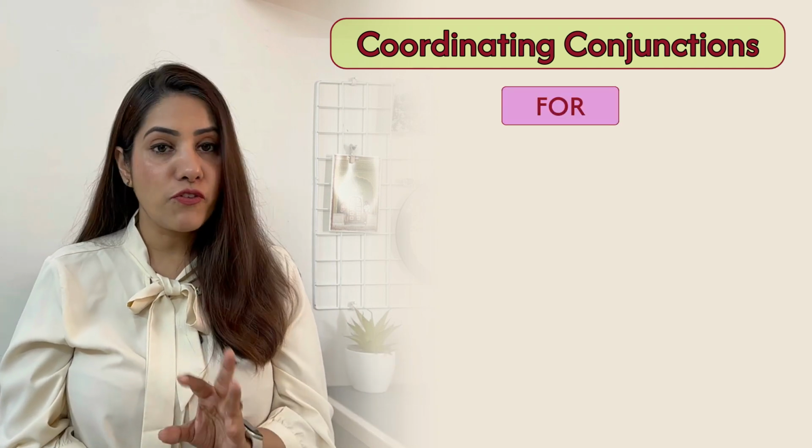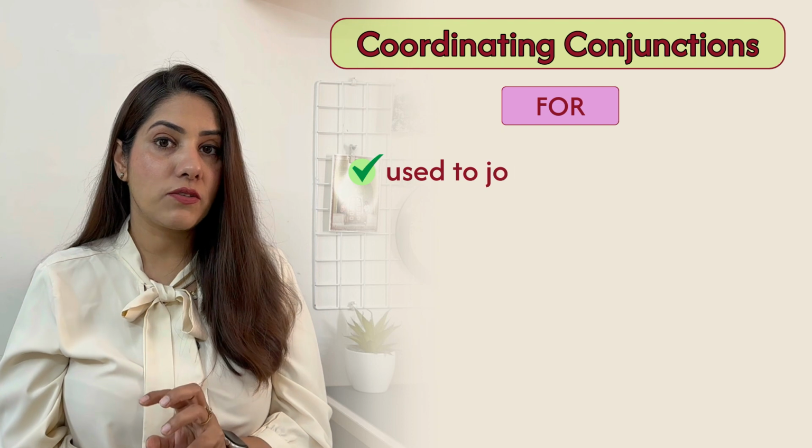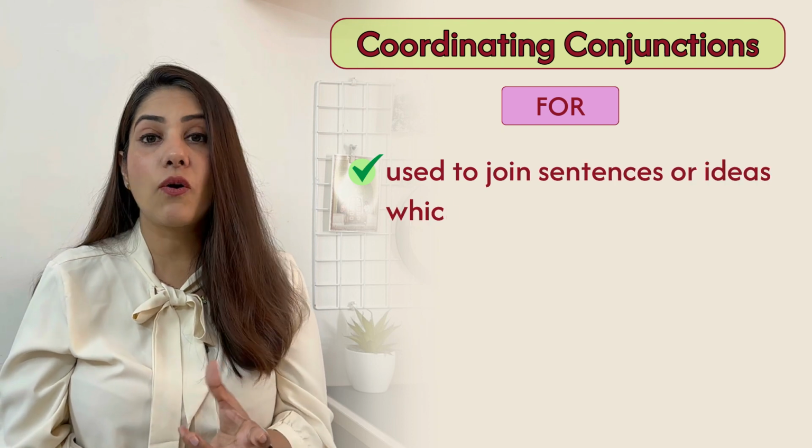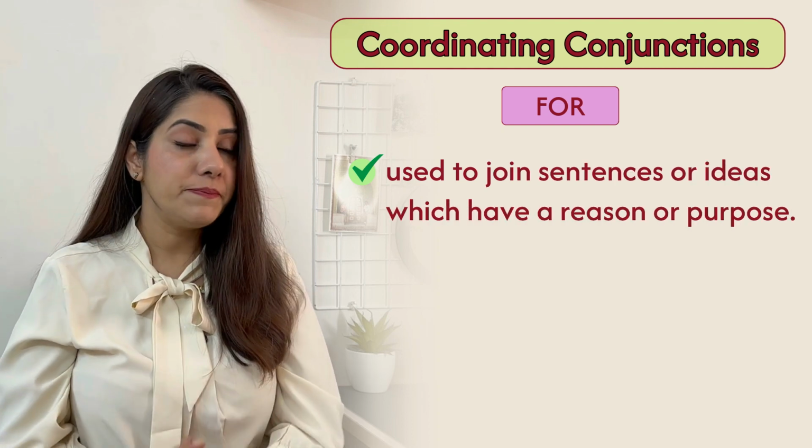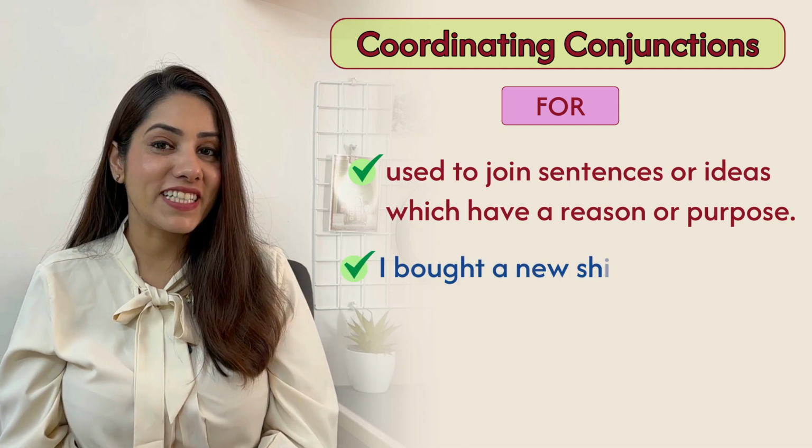The first conjunction, for, is used to join sentences or ideas which have a reason or purpose. Take for example, I bought a new shirt for my first day of work.